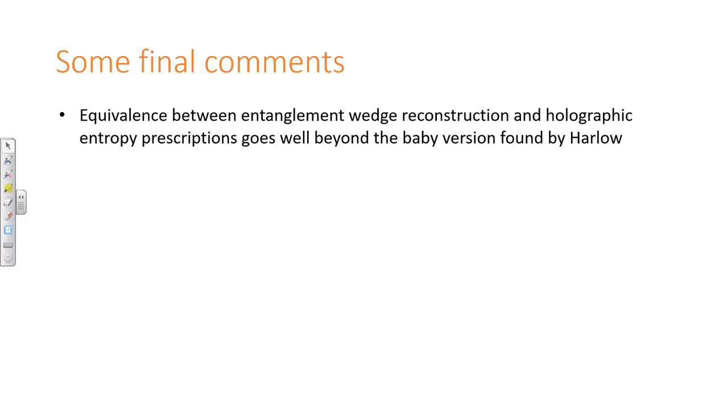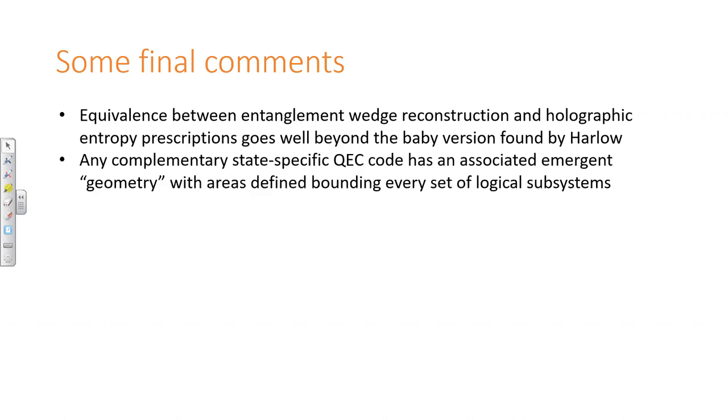So the big takeaway is this idea that there's an equivalence between having certain quantum error correction properties, a certain type of quantum error correcting code, that's equivalent to entanglement reconstruction, and having some sort of formula relating areas to entropies. This goes well beyond the baby version that Harlow found. Harlow's version is just about very simple code spaces where the entanglement wedge is fixed. It has no dynamical thing that depends on state, but we can go way beyond that and we still get something that works exactly the same way.